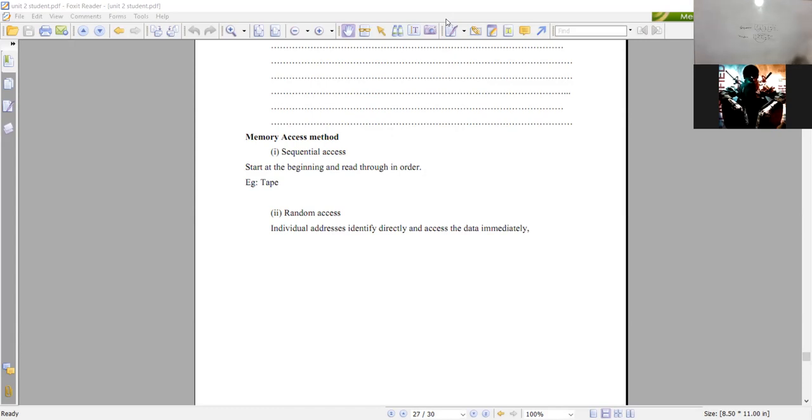While you are drawing, I will tell you. Sequential: start at the beginning and read through it in order. So it is going one by one. Then random access, I have given the example tape. Random: individual addresses, identify directly and access the data immediately. If you take as example optical disc, CDs and all that, they use the random access method. So you can jump to any data, individual addresses, identify directly and access the data immediately. I think you have taken this down.